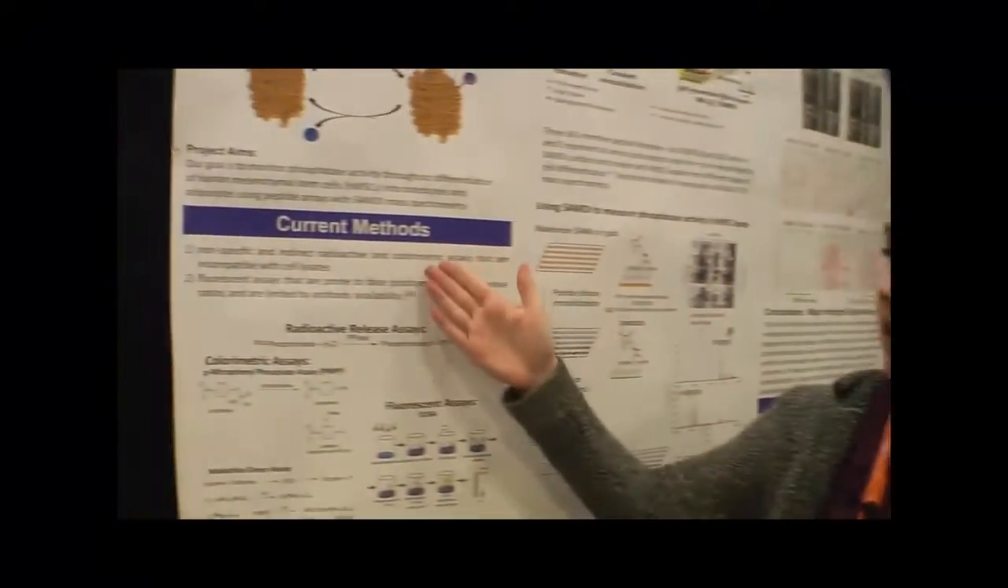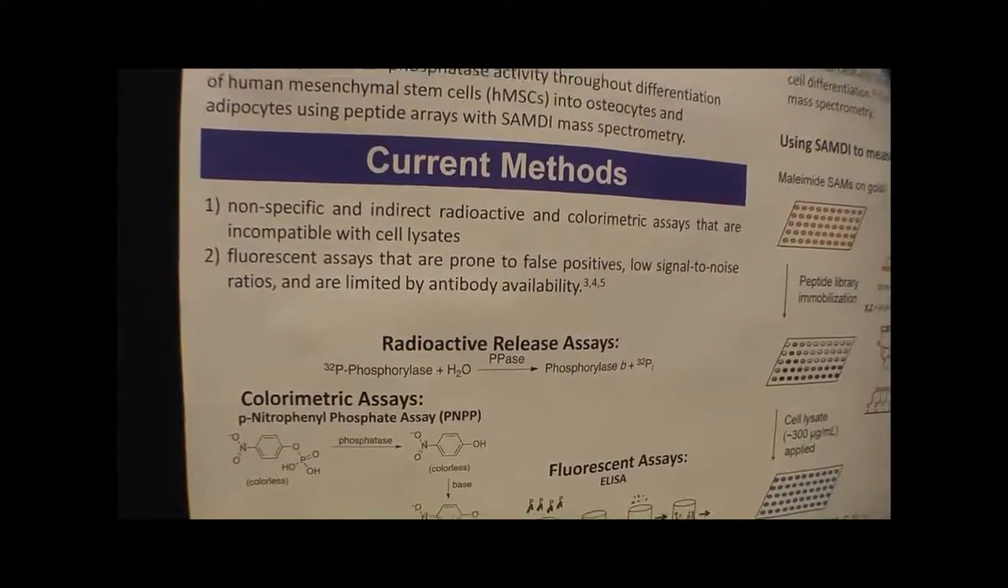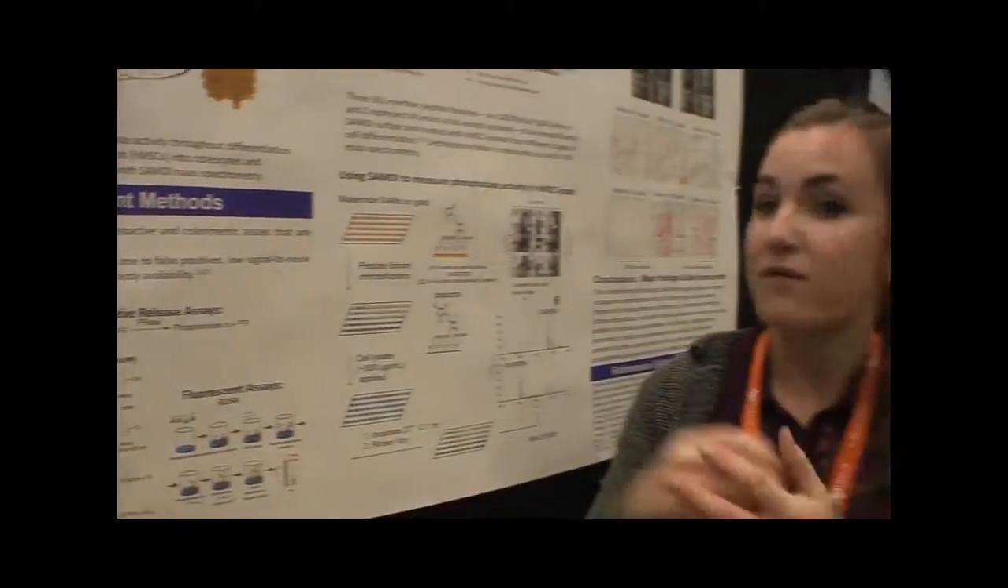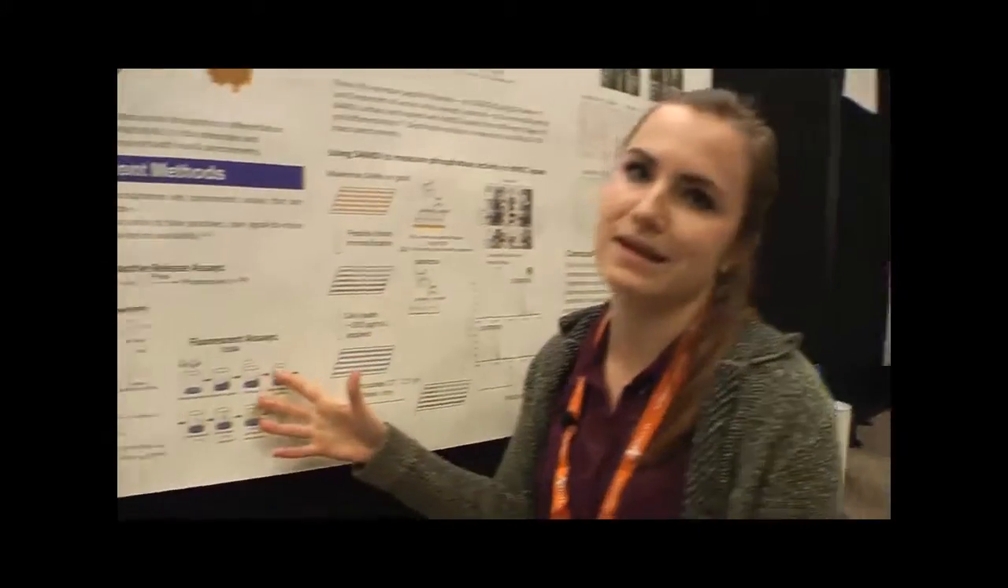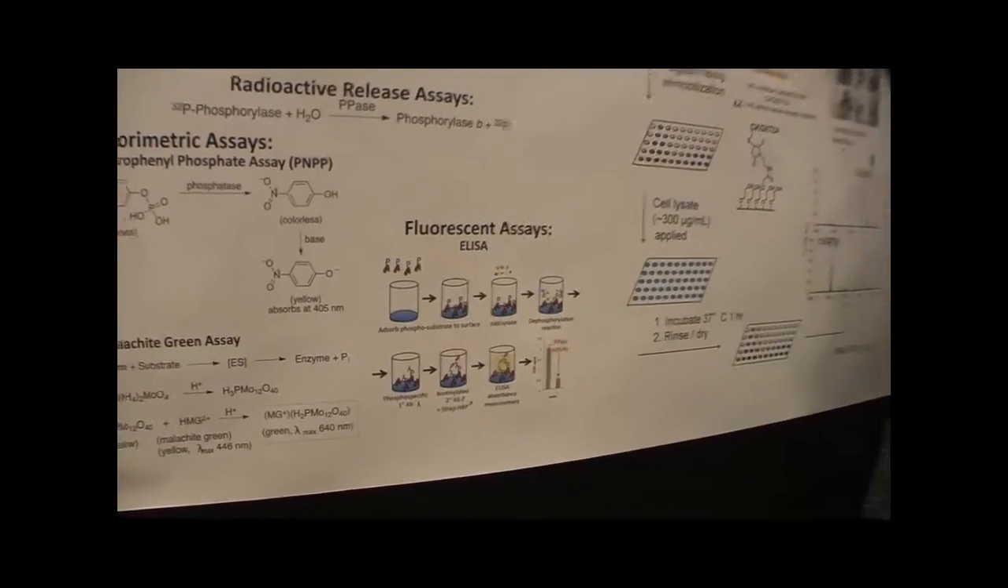Old methods, such as radioactive and colorimetric assays, are incompatible with cell lysates because they measure phosphatases that are in the cell, but they don't measure the actual enzyme activity. And phosphatases are all over your cell, so you won't get a signal. And other current methods like fluorescent assays require antibodies, which are of limited availability.